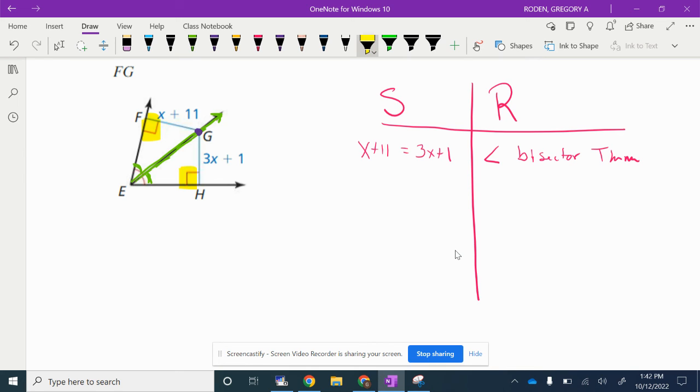It's the shortest distance between the point and the line. And the shortest distance between the point and the line always creates a what, Aaron? A perpendicular right angle. Do you guys understand that?